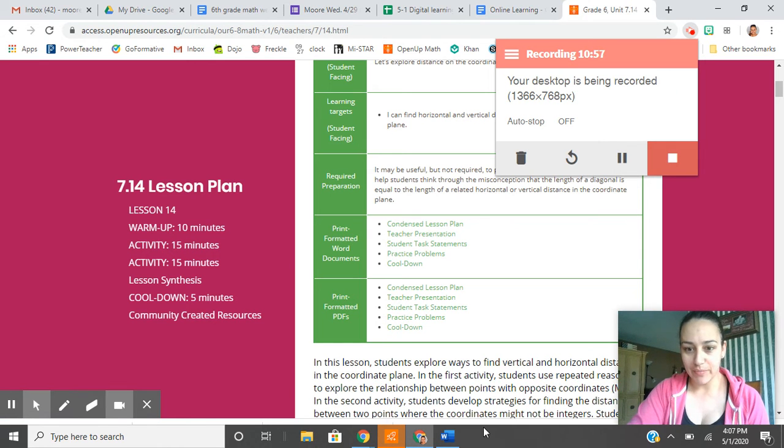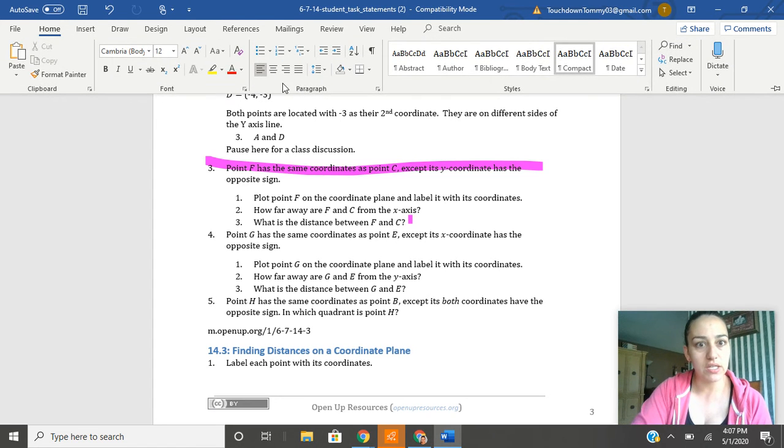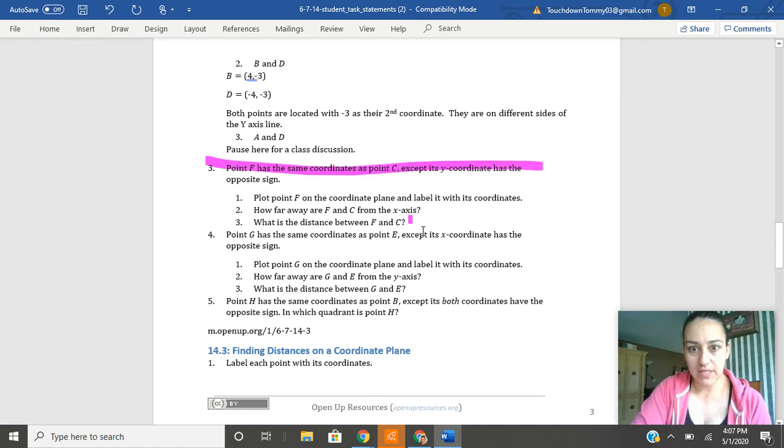All right, sorry for the pause there. And so point F has the same coordinates as point C, except its y coordinate has the opposite sign. And then we're asked to do some things with this. So, all right, I need to go back to where I can actually type. And let's see, am I going to be able to type now? Yeah, perfect.